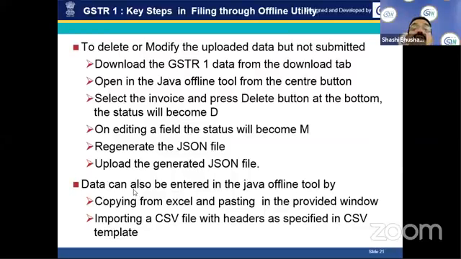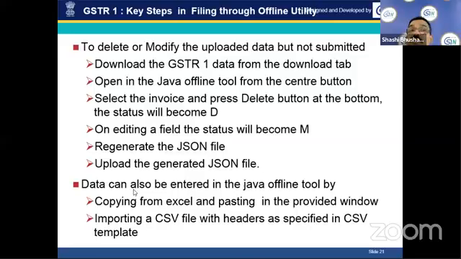When you download the data, presently you have to download all the data. We are also attempting to refine this feature, but the present facility is that you have to download all the data and then open it in the Java offline tool. In the center, there is a button for opening the downloaded file. After opening, you can select the invoice lines, invoice numbers, and there is a delete button at the bottom. You can select multiple and delete, or select one and delete.